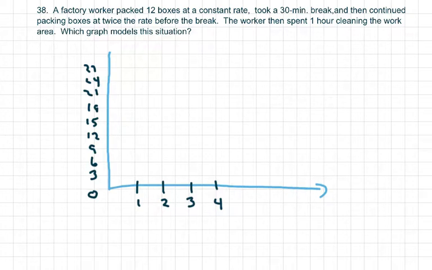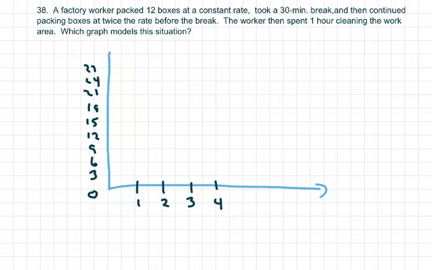And again, as usual, instead of looking at their graphs and getting all confused with that, I would rather just draw it and then match it. So there's a lot of white space at the bottom of the page. So let's just graph it. A factory worker packed 12 boxes at a constant rate.